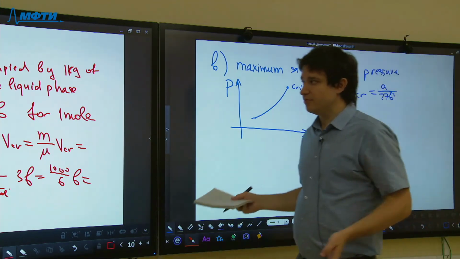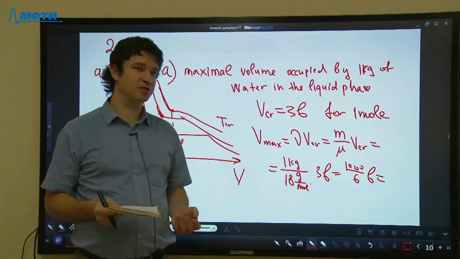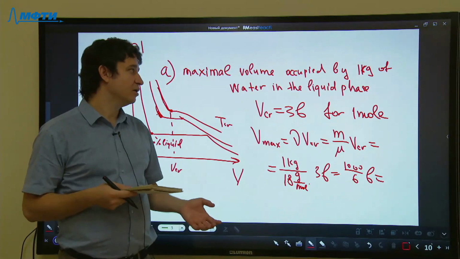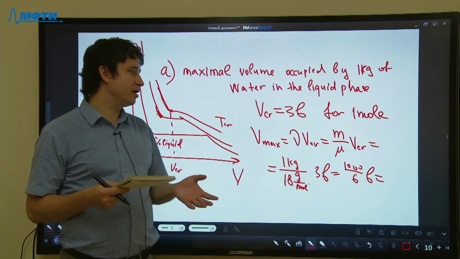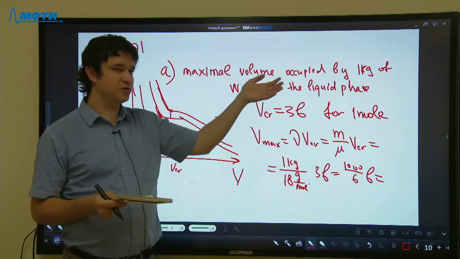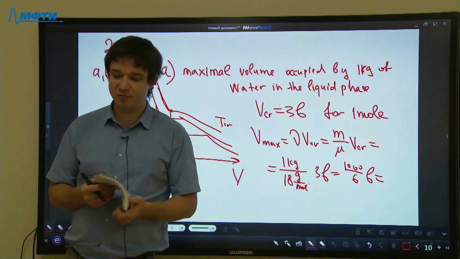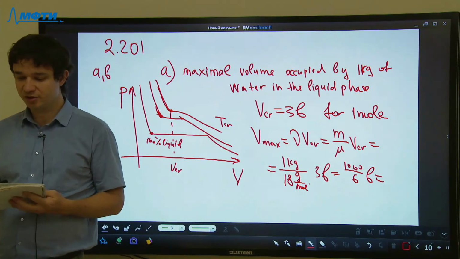So both of the questions of the problem are actually very simple in terms of calculation, but they are cryptic in terms of formulation. You need to understand what the authors of the problem want from you. And in both cases, they actually mean for you to calculate the critical parameters of water.